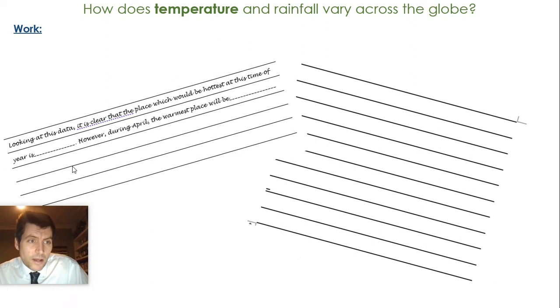So an example of what I'm after is here. Looking at this data, it's clear that the place which would be hottest at this time of year is, and this time of year is the time of year you're writing this, so hopefully on January the 21st. However, during April, the warmest place will be, and similar sentences like that. So I'd like to see 5 or 6 sentences which show you're interrogating and analysing that data.